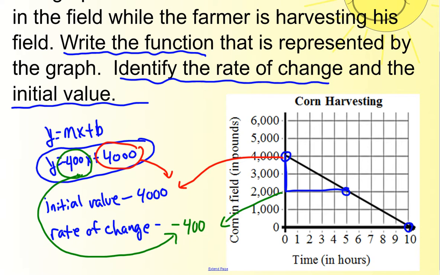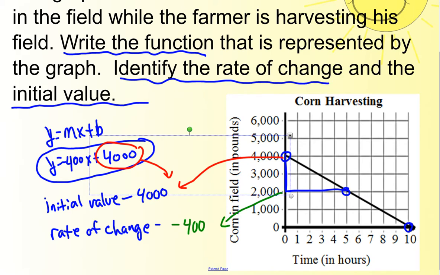Sorry, I have arrows and lines going everywhere. But I was trying to represent how we found all that information. Might be too much. So the initial value is our y-intercept. Our rate of change is this negative 400. That's the slope of the graph here. That's how fast the amount of corn in the field is changing every hour.